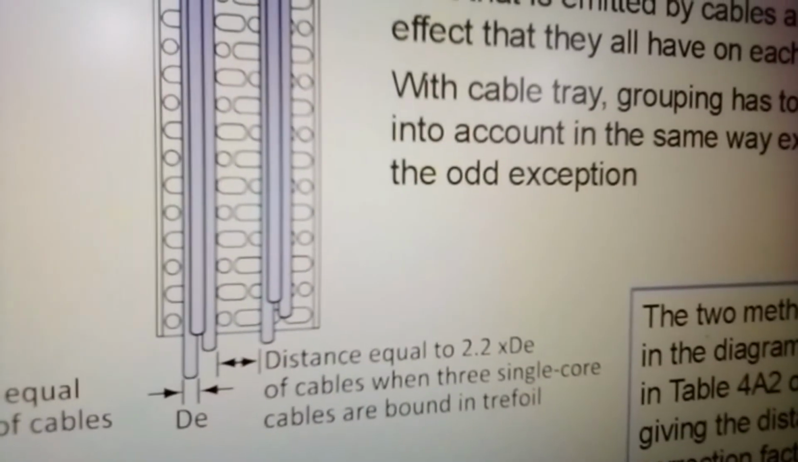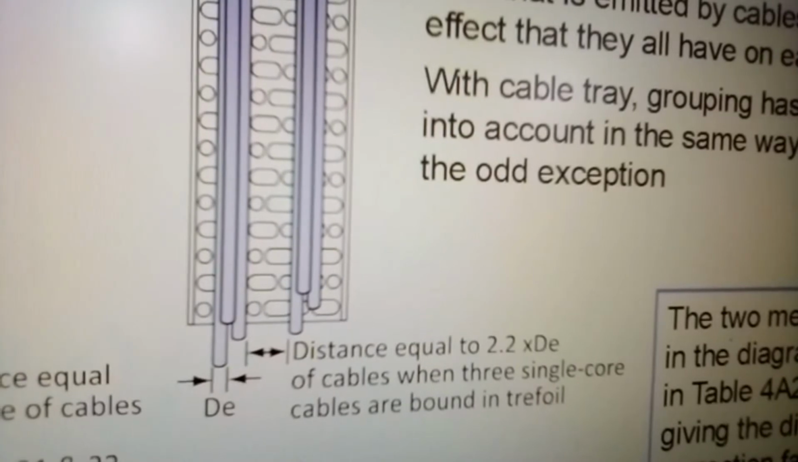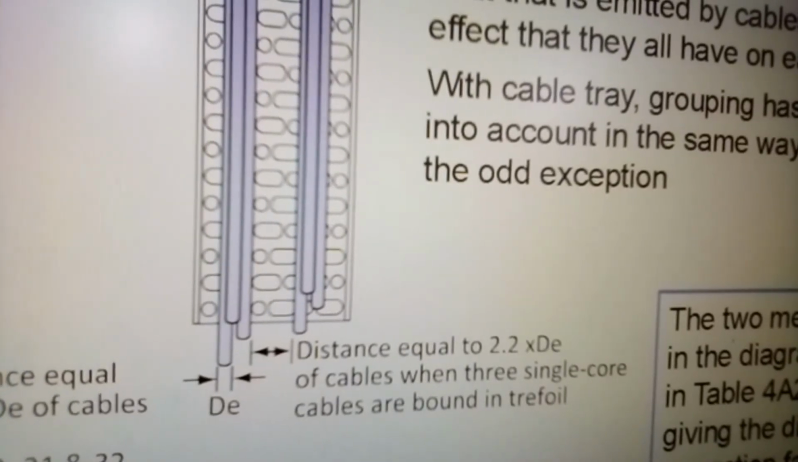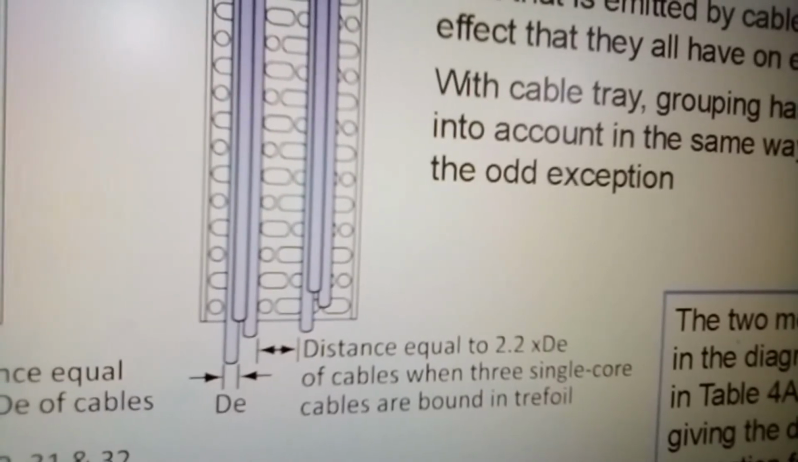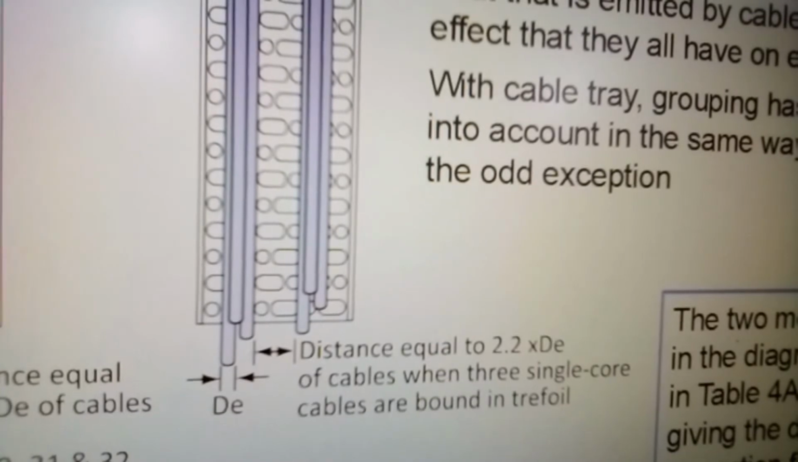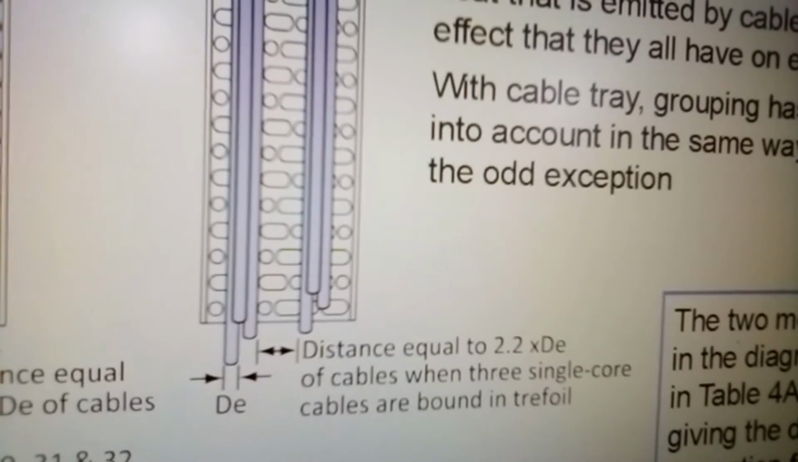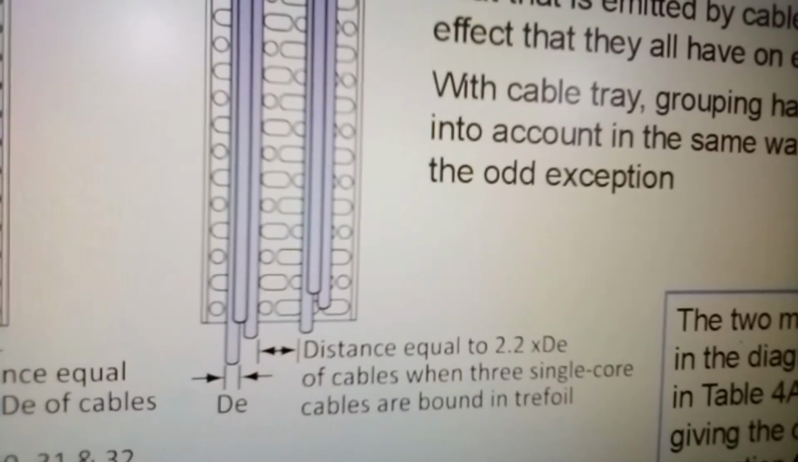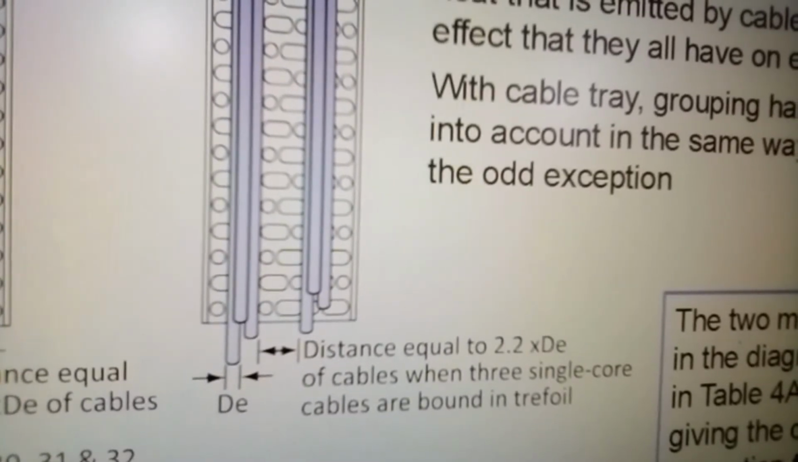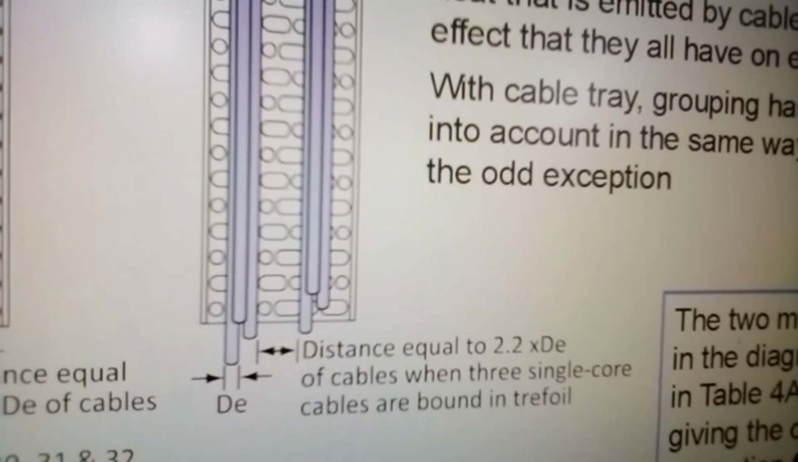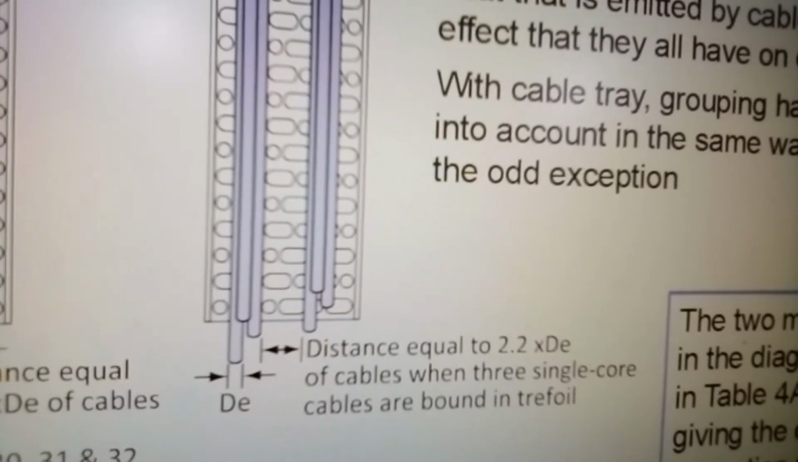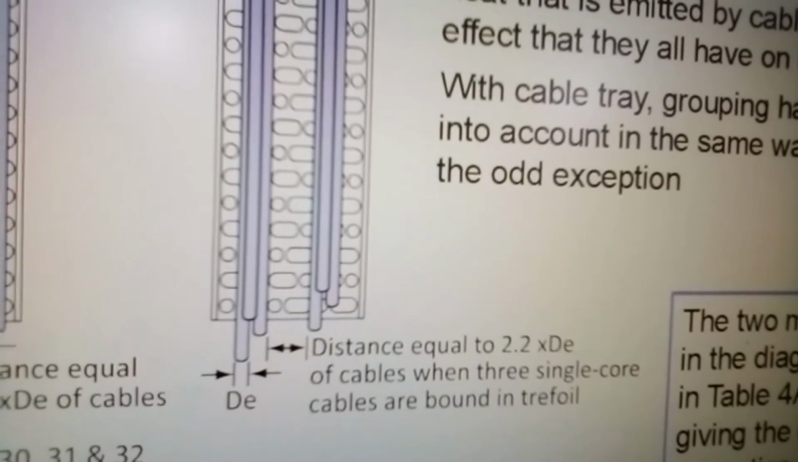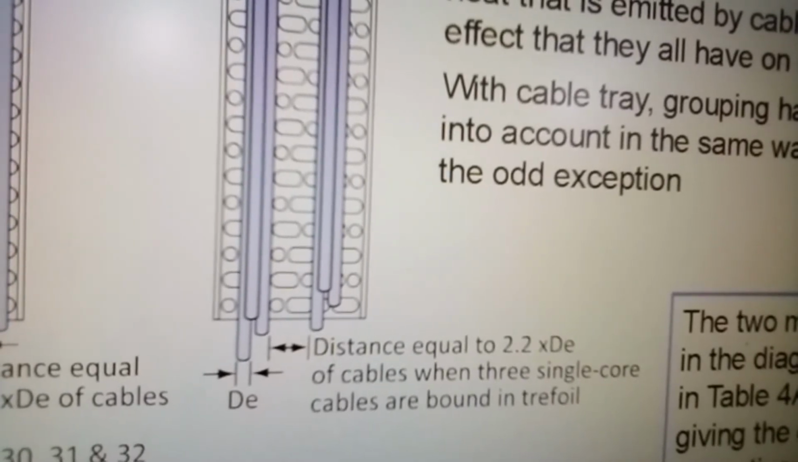Now, when doing cable calculations, we need to consider grouping. Grouping takes into account the heat that is emitted by cables and the effect that they all have on each other. With cable tray, grouping has to be taken into account in the same way except for the odd exception. The two methods shown in the diagram are found in Table 4B2 of BS 7671, giving the distances and correction factors. Again, bear in mind that at this moment in time it is the 18th edition and these are open to change, so you need to check your IEE regs.